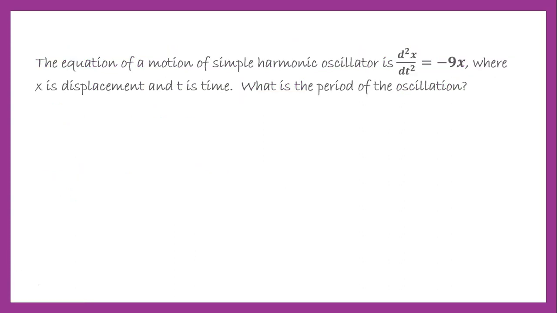Let's look at one more problem. So we have an oscillator and its motion is given by the second derivative of position with respect to time is equal to negative 9x, and it's asking us for the period of oscillation.